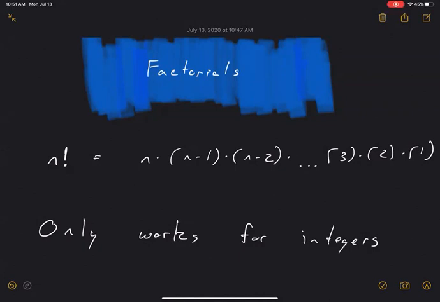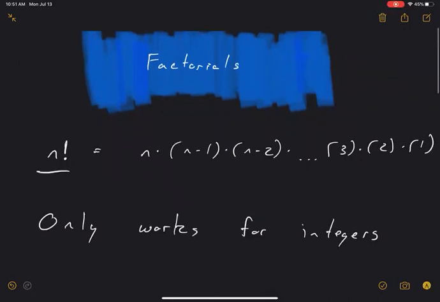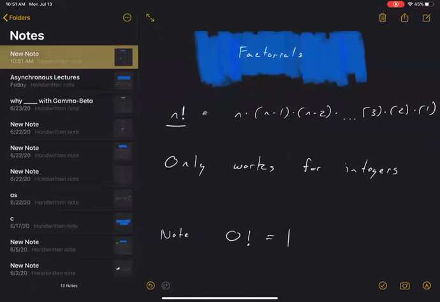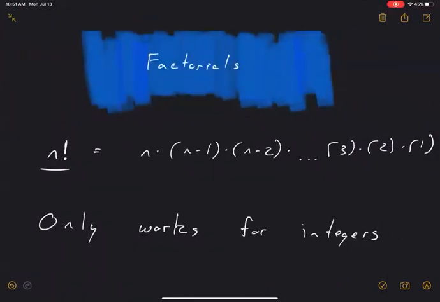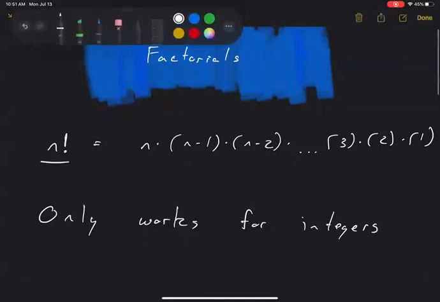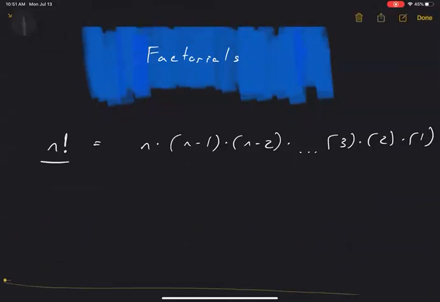So remember that n factorial, which is how we say n exclamation point. What is that? That is equal to n times n minus 1 times n minus 2, and so on, all the way down to times 3 times 2 times 1. And that's working on the assumption that n's bigger than 3. Basically, with n factorial, we're just multiplying all the way down to 1.